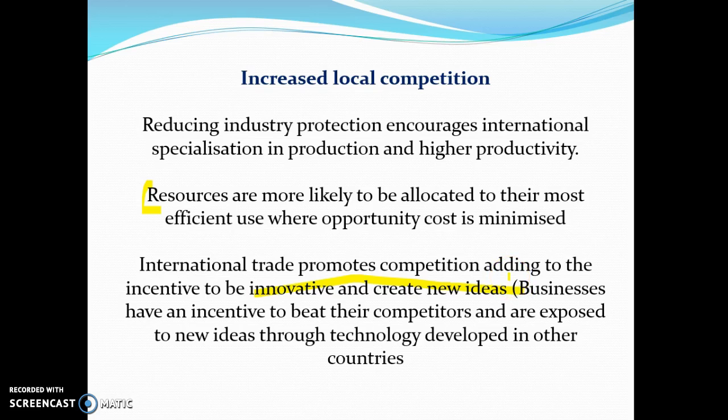More incentive to be innovative, more incentive to come up with new ideas, because we've got to stay on top of our competitors. And now we're in a globalised world, we have competitors all around the world.